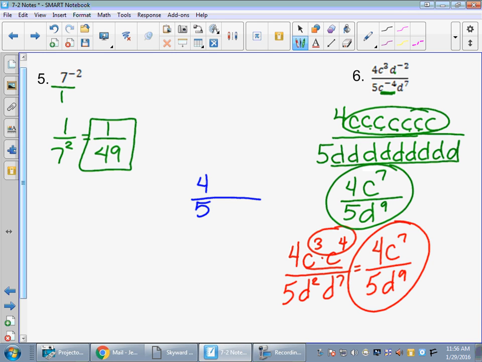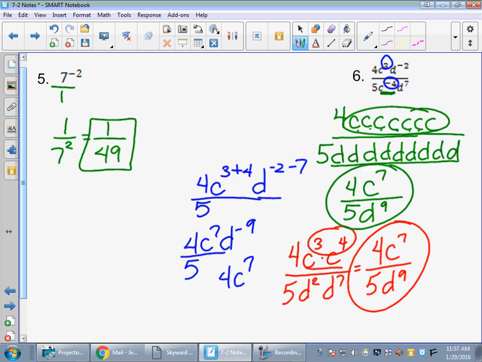But if I take this c cubed and subtract negative 4, that becomes c to the 3 minus negative 4. That's c to the 7th. Becomes plus 4. And if I take that d to the negative 2nd and subtract 7, I end up getting d to the negative 9. So I get 4/5 c to the 7th, d to the negative 9. And I can't leave my answer that way, so I just have to bring that down. 4c to the 7th, 5d to the 9th.